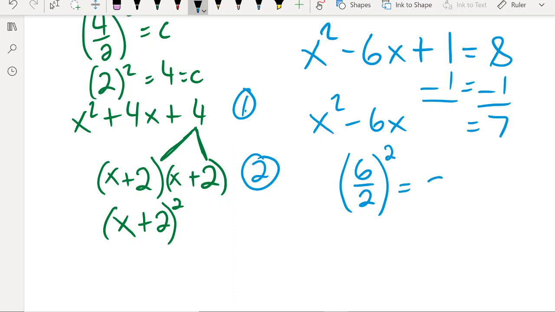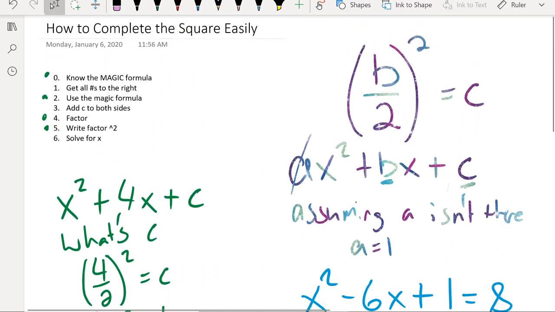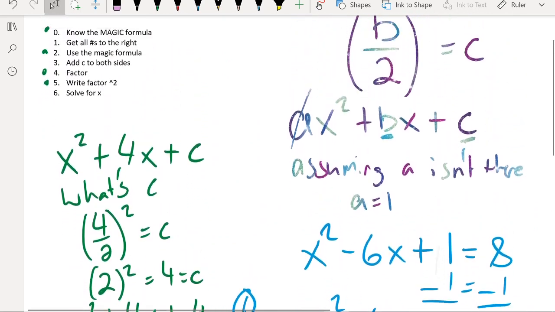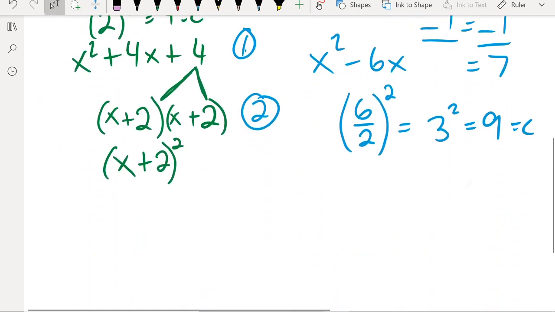So 6 over 2 is 3, and then 3 squared is 9, so 9 is the C value. So that was step 2, use the magic formula. And now we're going to add C to both sides, step 3. All right, so step 3, add it to both sides.